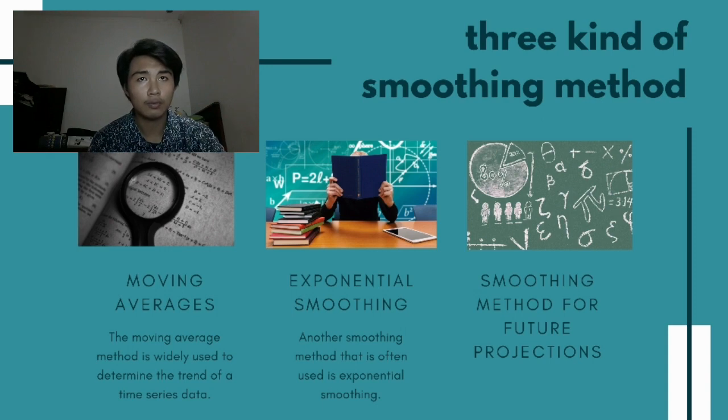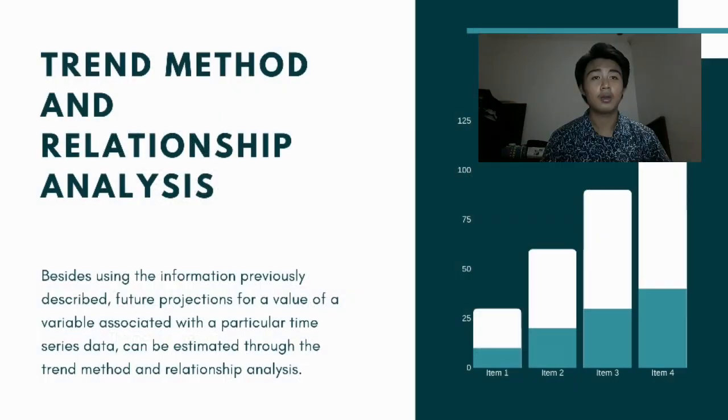And the last is the use of the smoothing method for future projections. For projecting a value at a particular time, the moving average method requires the average value of k previous time data to project the value of the data at the specific time.